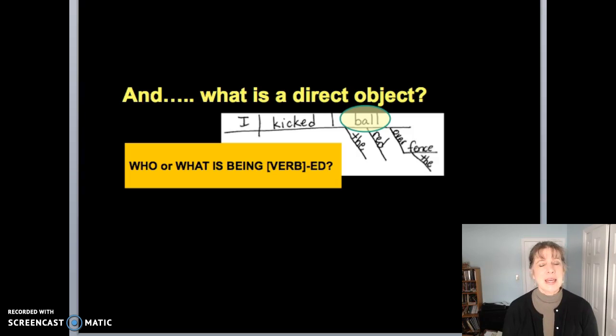Now notice that in English, our direct object pronouns go after the verb, exactly where the direct object would go. I kicked the ball, direct object. I kicked it. It, object pronoun, direct object pronoun. Both of them come after the verb. What you're going to see in Spanish is that particular word order is not the same. And so I want you to be looking for that. So go ahead and open up the second video about direct object pronouns in Spanish.